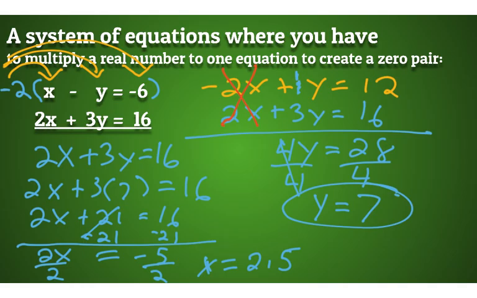And that should give us our solution of -2.5, 7. Of course, you want to check your answer and plug them into, or substitute them into, the equations and see if they come out correctly.